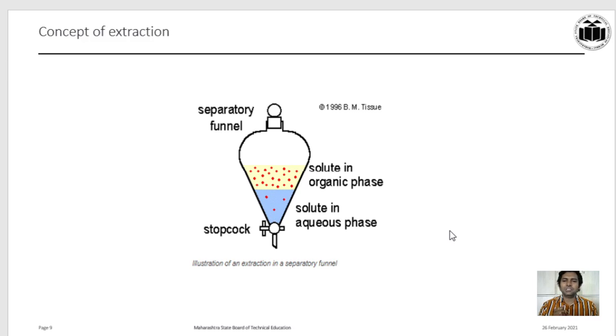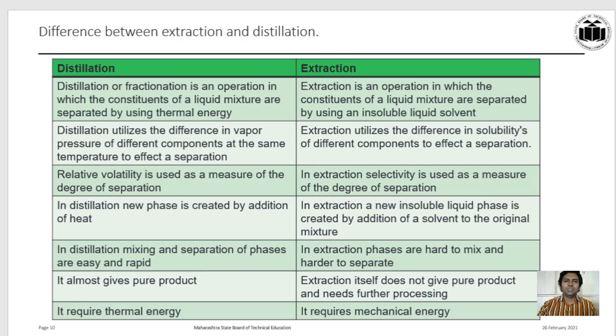Both the solutes are mixed with each other and allowed to settle for half an hour, or the time required for the settling. After a certain period, we get the two phases, the extract phase and the raffinate phase. Now, the difference between extraction and distillation. These are two operations used for mass transfer. Both are unit operations, distillation and extraction.